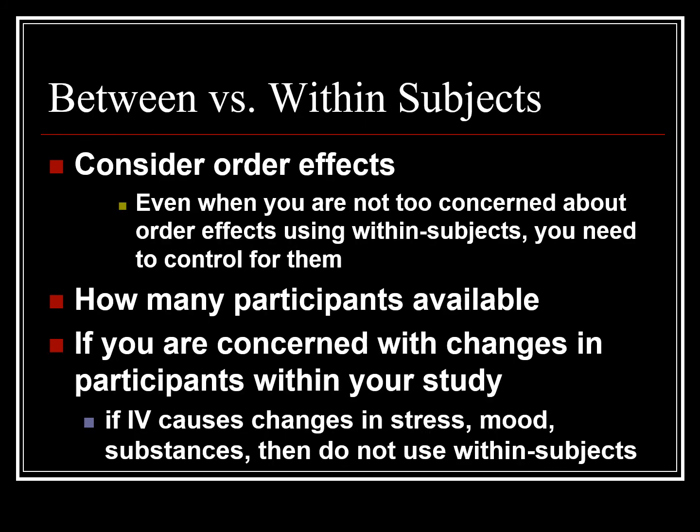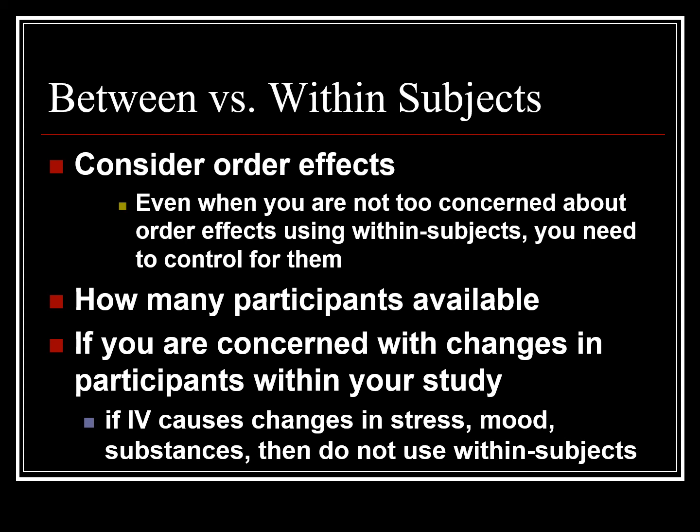So when we're thinking about whether or not we want to do a between or within participant design, we want to consider order effects. Even when you're not too concerned about order effects using within subjects, you do need to control for them and at least consider them. And if they're a big issue, that may be a reason to not do a within subject design, do a between subject design. Of course, we have to ask how many participants can we readily get. And generally speaking, it is usually statistically easier to do a between subject design if you have a large access to a large sample pool.